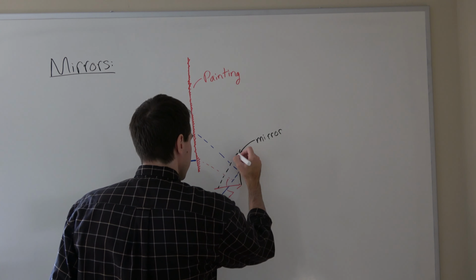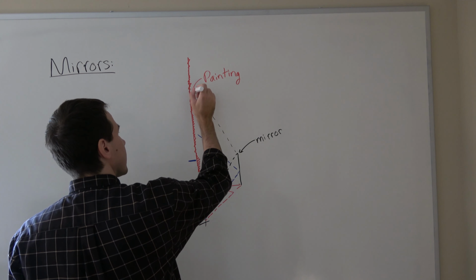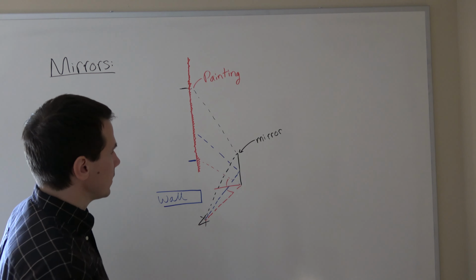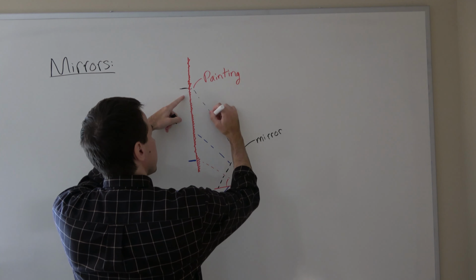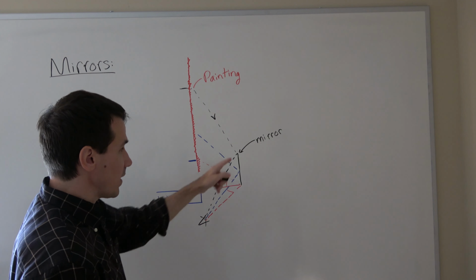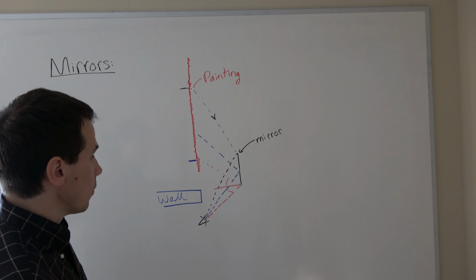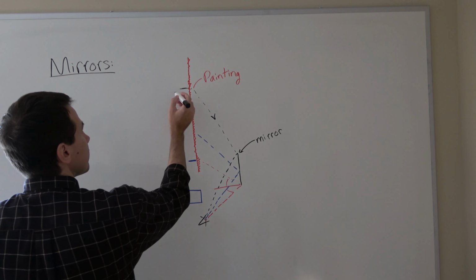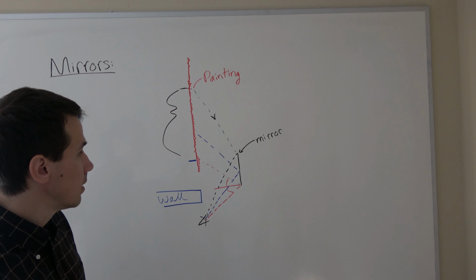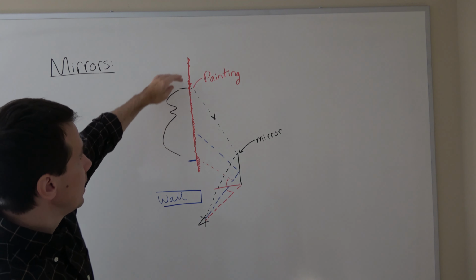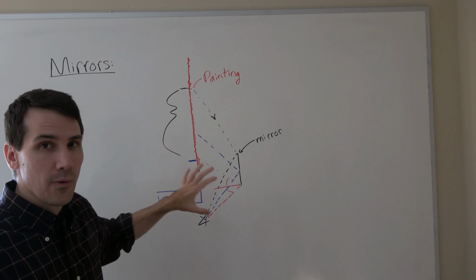draw a line, it hits the very top of the mirror, bounces off at the same angle that it came in at, and hits the painting here, which means that light that comes from the painting this way bounces off the very top of the mirror and reaches our eye. So we can see all of the painting in this region here, but outside of that region, any light that comes through the mirror will miss our eye.